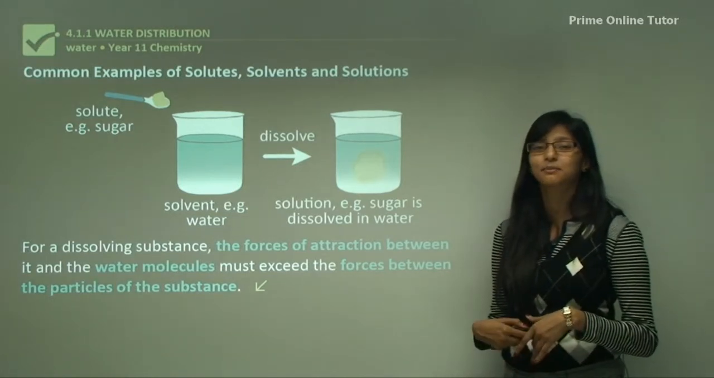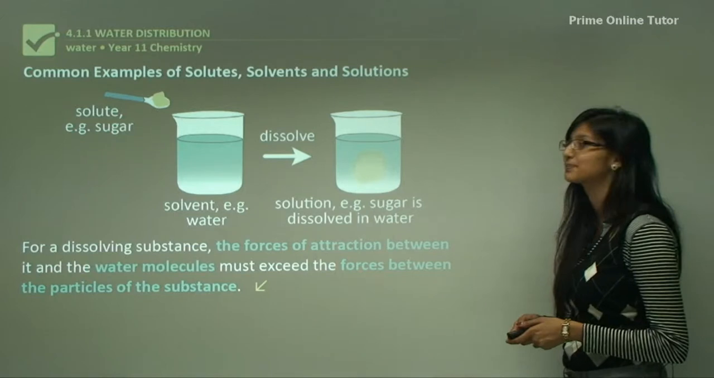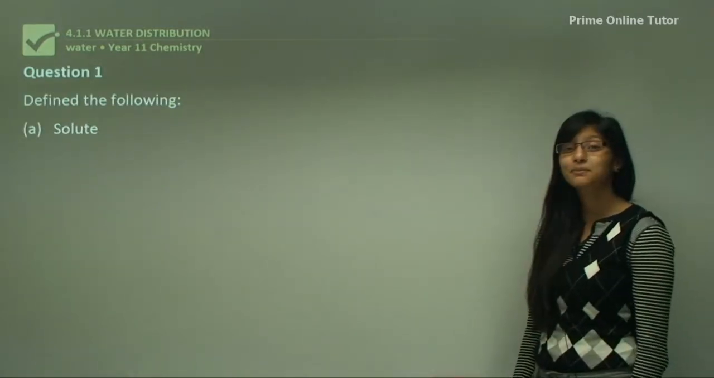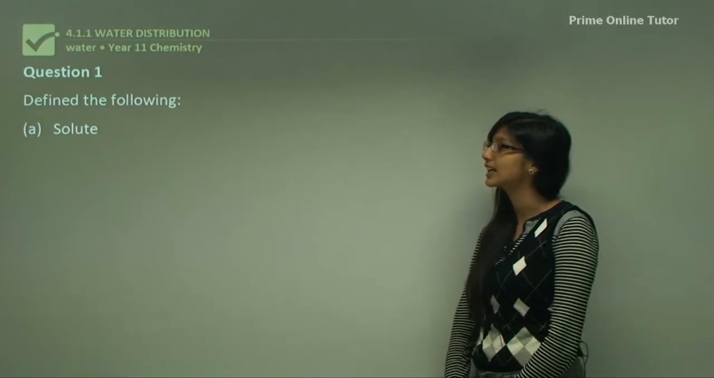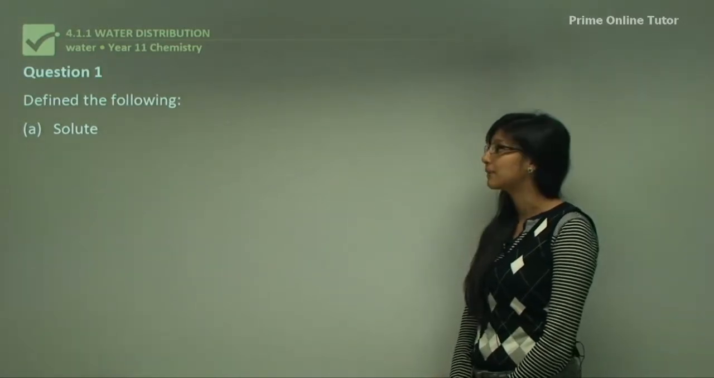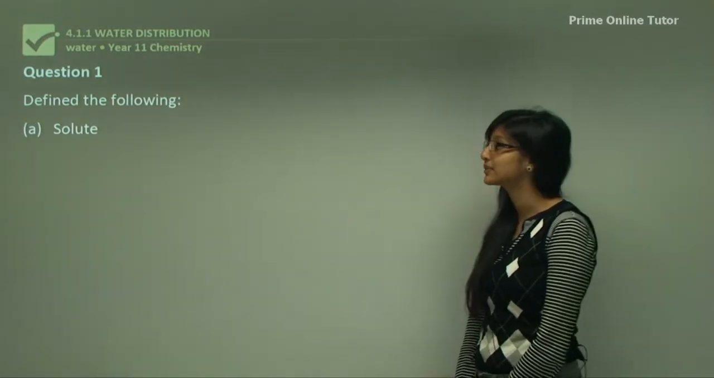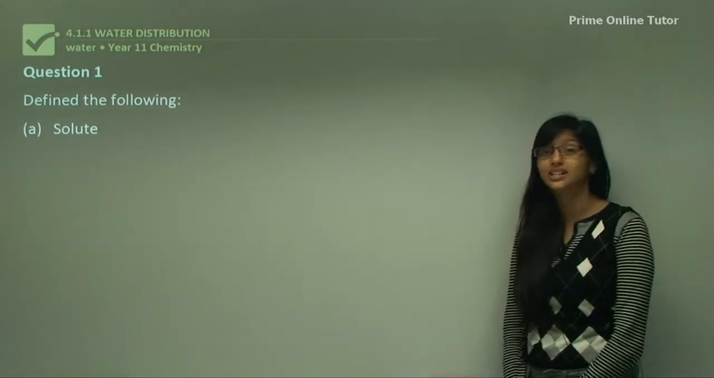Now let's look at some questions to test your knowledge. First, our question asks us to define some words. The first one is solute. So what is a solute?